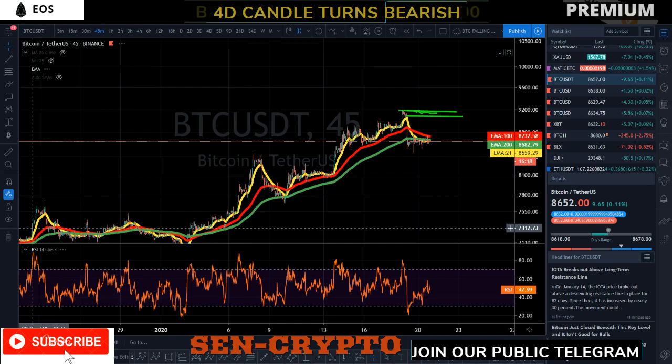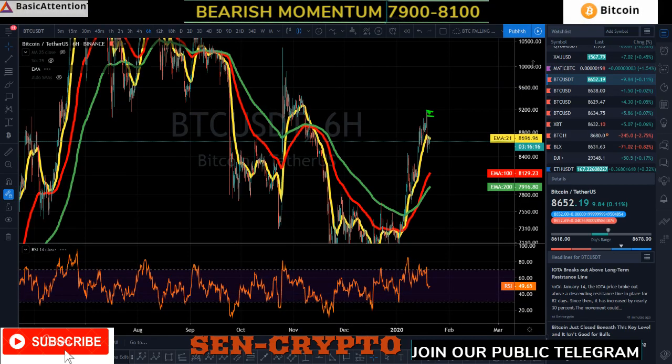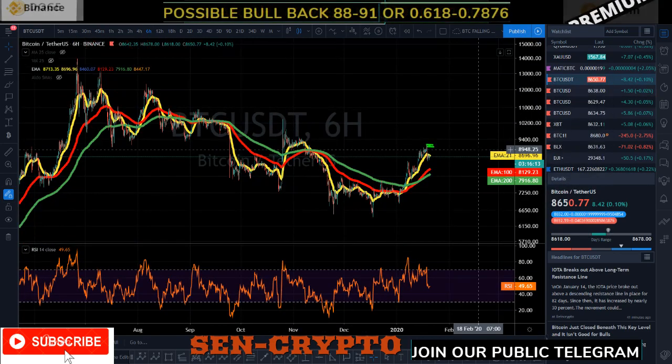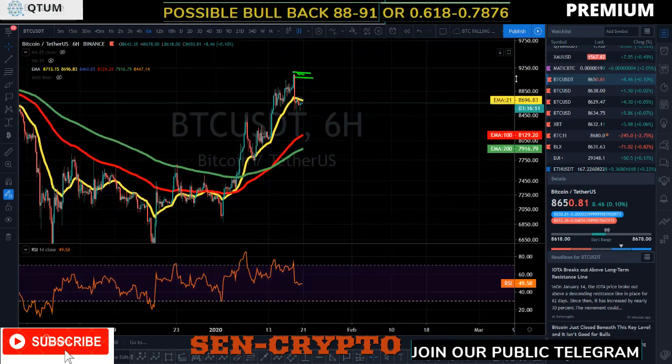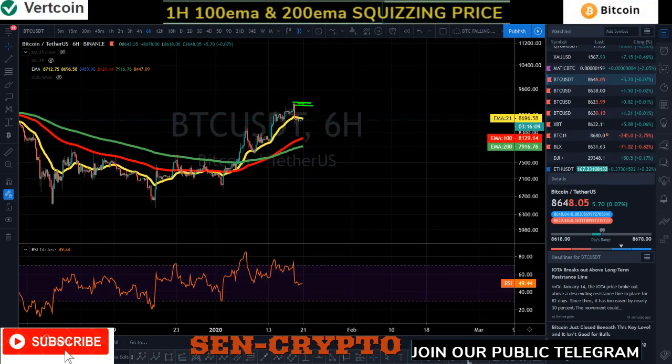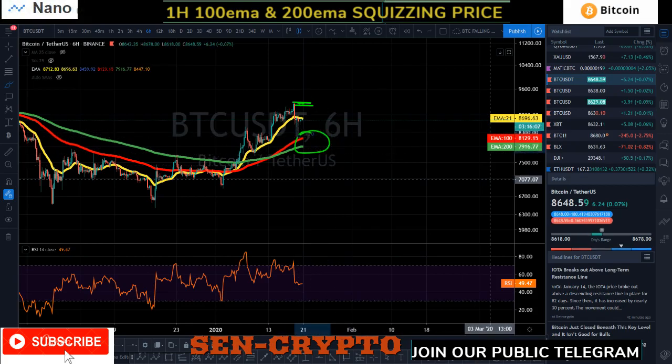As for the support I'm looking for, we just have to take a look at it on the 6-hour. Very important. On the 6-hour, I'm looking for support in this area, okay: the 100 EMA and also the 200 EMA, right?